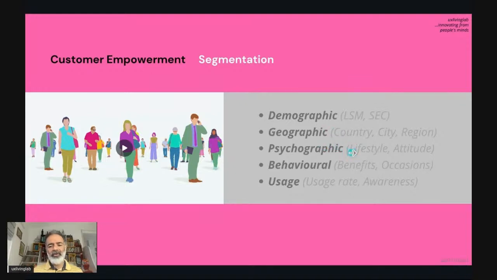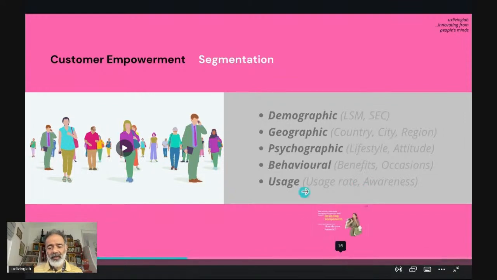Geographic is a country-based or city-based region. If you are a global company, you can divide into different cities and countries. If you are a regional company, you can limit it to the city and divide into small corners of the city. So that's the way you can divide geographic segmentation of the customer: which part of the city or which part of the country the customer is coming from. In that way you can divide.